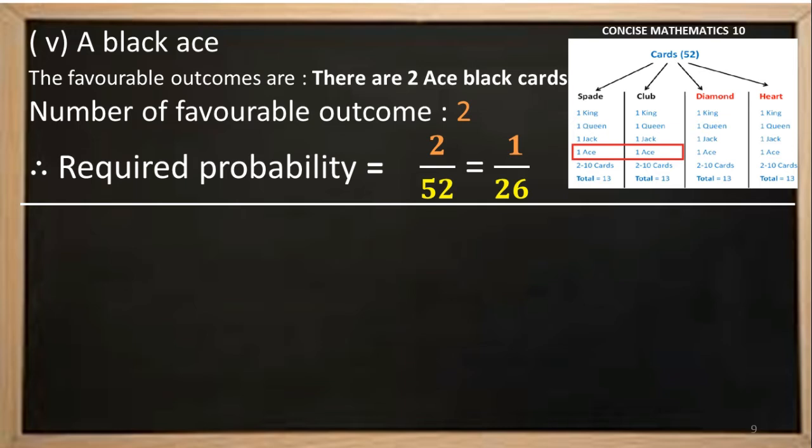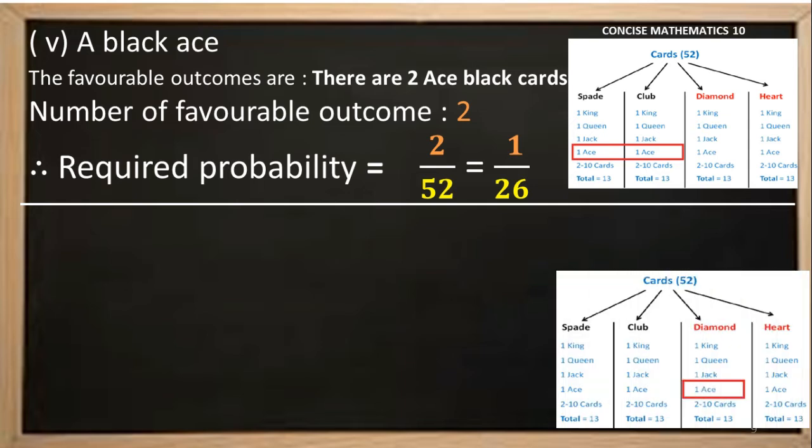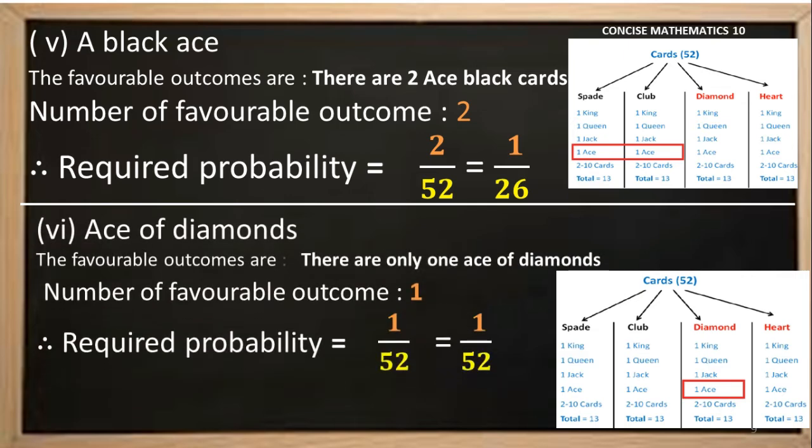And the next sub question is ace of diamonds. So how many diamond cards are there, children? 13 diamond cards are there. In that, how many cards are ace? It is only 1 and only 1. Hence the probability is 1 by 52.